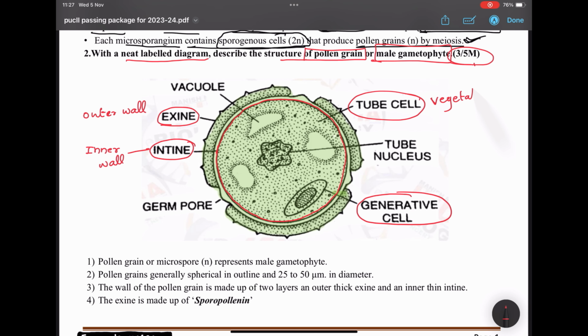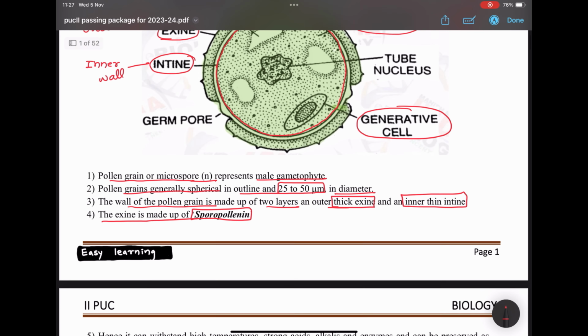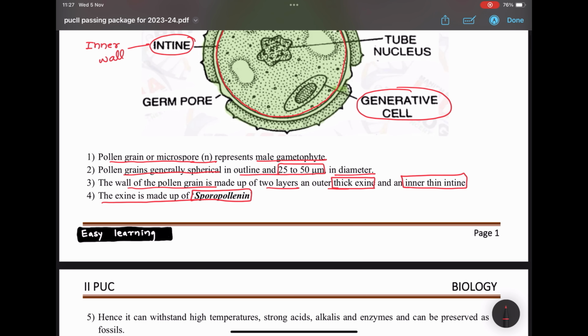And we will find 2 different types of cells: one is the vegetative cell, another is the generative cell. The pollen grain or microspore represents the male gametophyte, and it has 2 layers, exine and intine. Exine is made up of a material called sporopollenin.